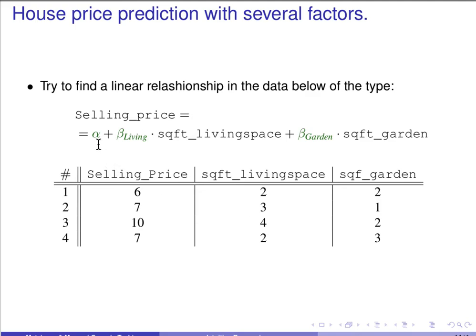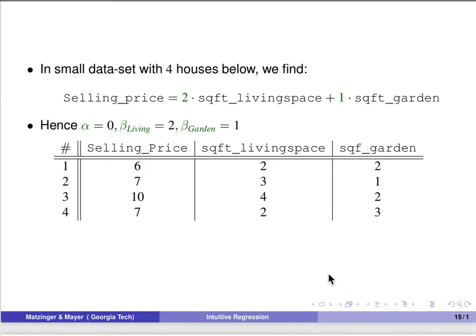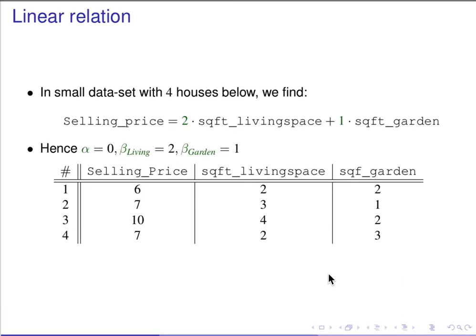We want to find such a relation which is best. So let's find a linear relation, and we find that there's an exact relationship which is true for the four houses. Selling price equals 2 times square foot of living space plus 1 times square foot of garden. So in this case, we would have alpha equals 0, beta living space equals 2, beta garden equals 1.